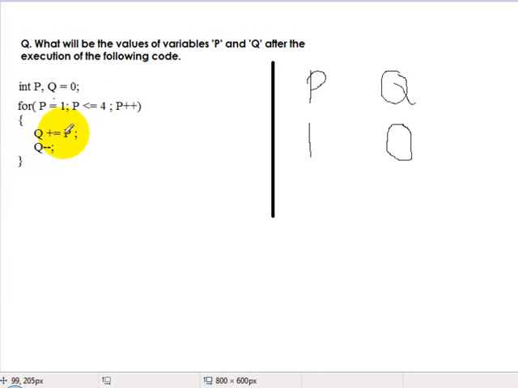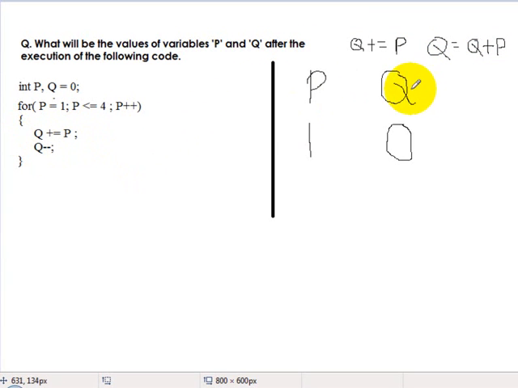So we have written here Q plus equals to P. It means the arithmetic assignment operator is used. It means Q equals Q plus P: add P to the current value of Q and assign it to Q. So this is the arithmetic assignment operator.